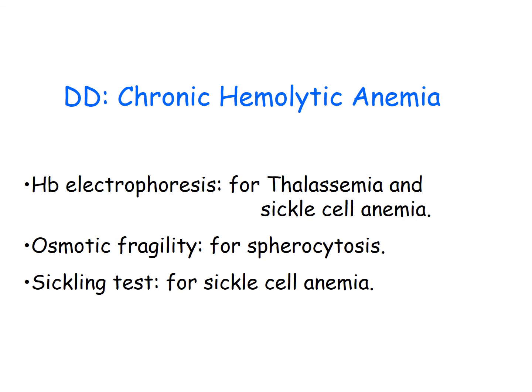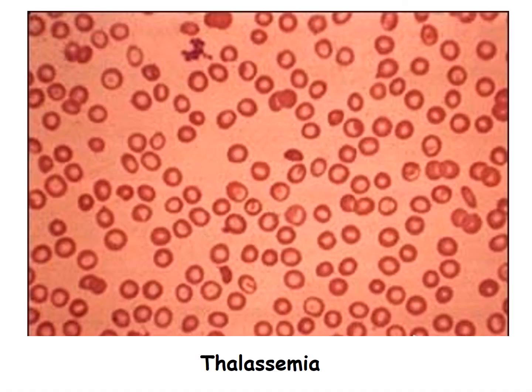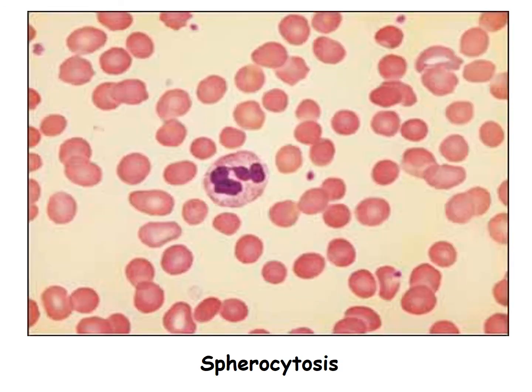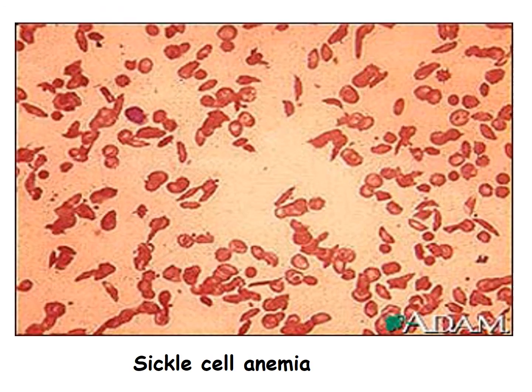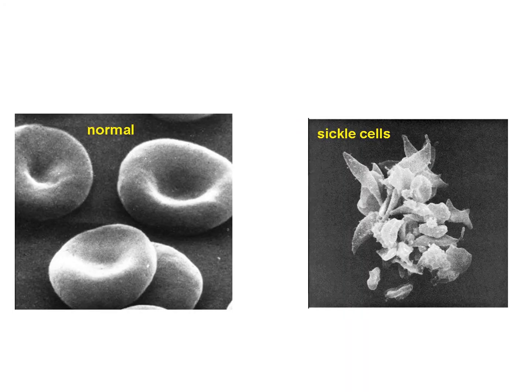In order to diagnose thalassemia, don't forget that we have some diagnostic tests for chronic hemolytic anemia, like electrophoresis for thalassemia and sickle cell, osmotic fragility in spherocytosis, and sickling test for sickle cell anemia. These are the cells which have target-shaped cells in thalassemia, and these are the cells which have a rounded shape. These are spherocytes, spherocytosis, with no central pallor inside. And these cells are pointed, they are sickle cell anemia. The sickle-shaped cells can occlude blood vessels and can lead to pain late at night.